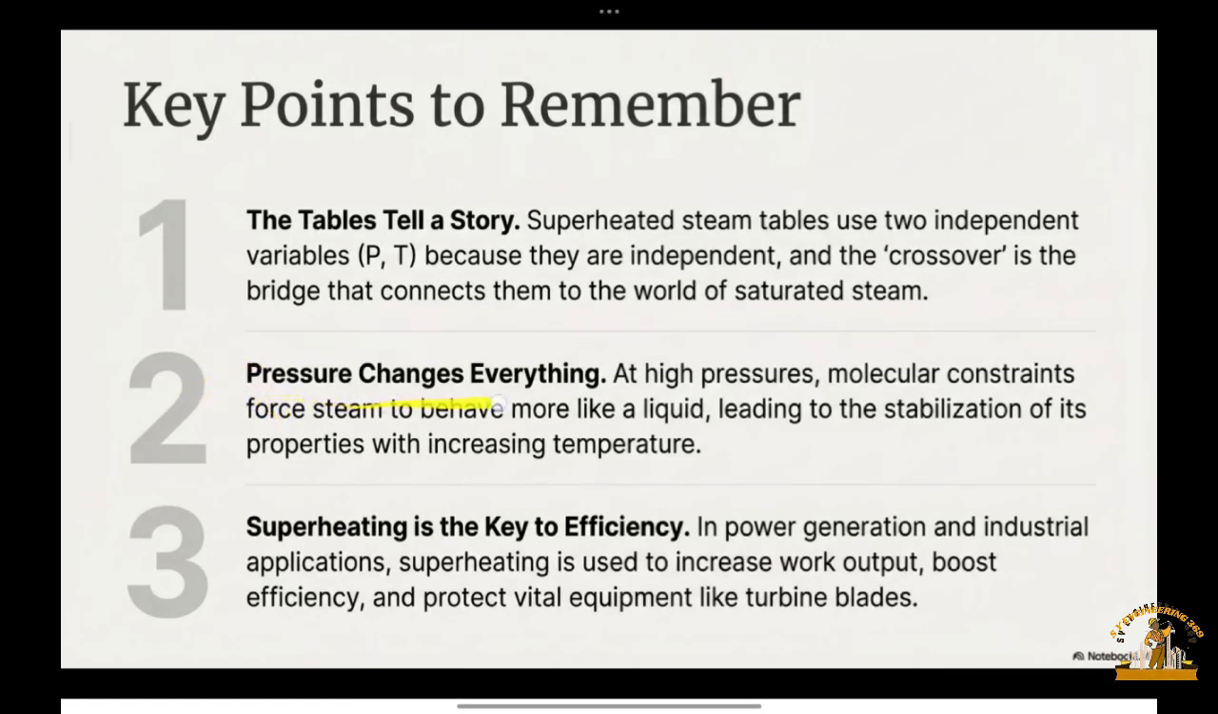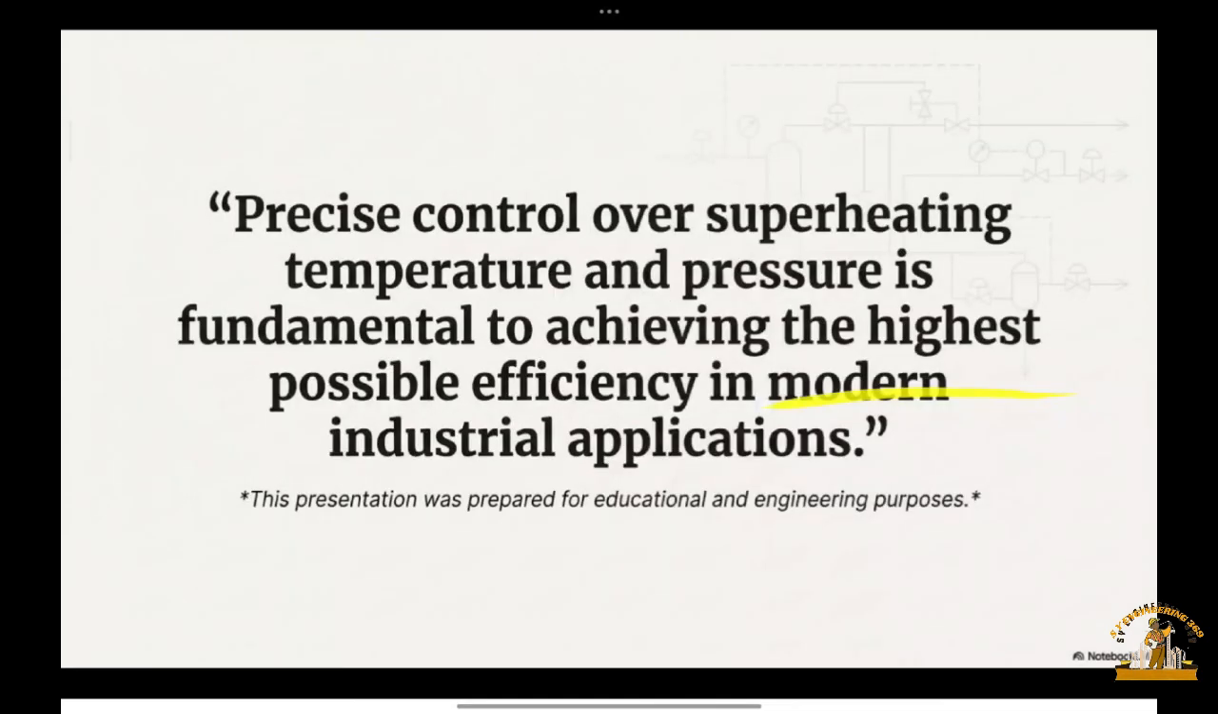Pressure changes everything. At high pressure, molecular forces make steam behave more like a liquid, leading to stabilization of its properties. With increasing temperature, superheating is the key to efficiency in power generation and industrial applications. Superheating is used to increase work output, boost efficiency, and protect vital equipment like turbine blades, and just like we said, in the end.